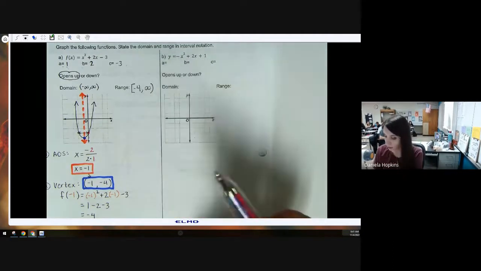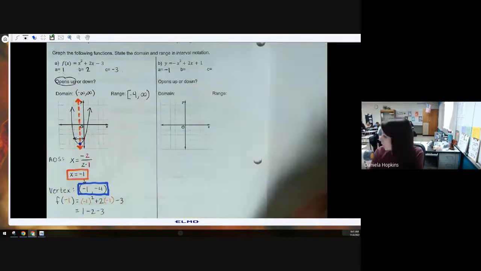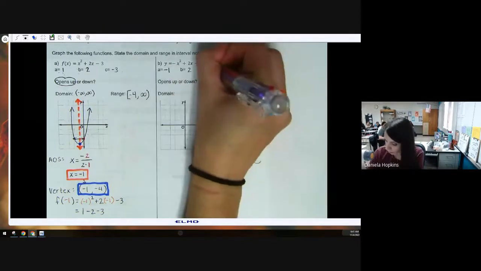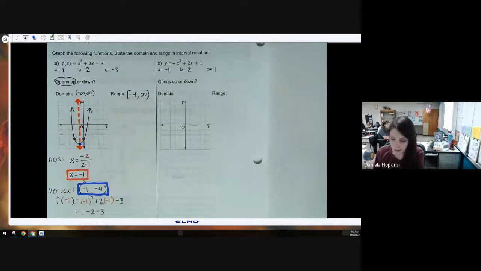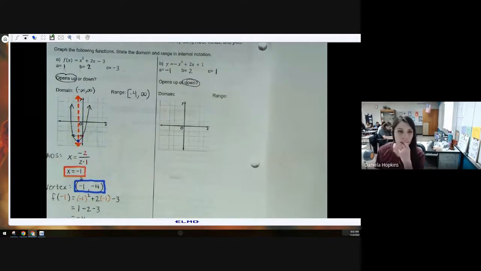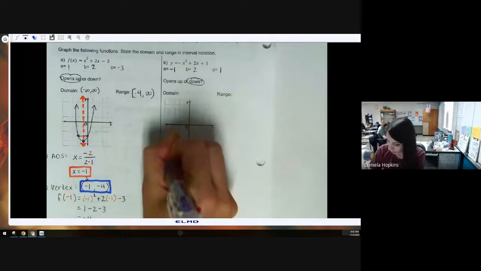What is my A term? -1. What is my B? 2. And what is my C? 1. Good. Do we open up or down? Down. Down, because now my A is negative. All right, let's start with the axis of symmetry.